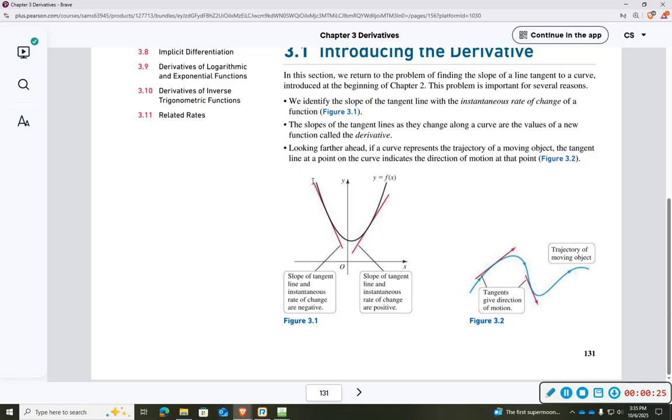A parabola, slope is going to be different on each side. And it's changing. It's not consistent as if it was a linear function, but as you go along this line, the slope is changing at different points. And the slope, again, the slope of the tangent line, and instantaneous rate of change are the same.